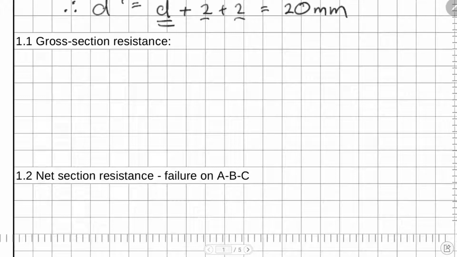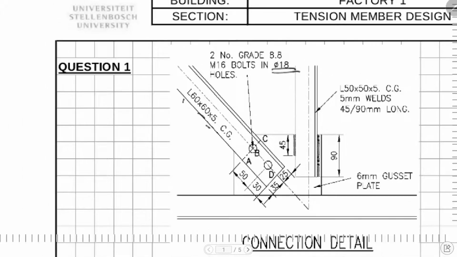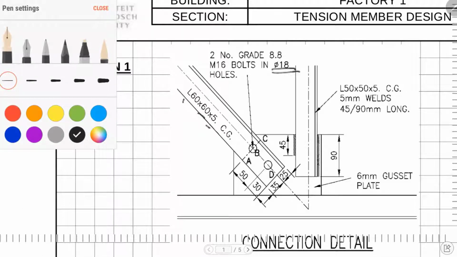One of the things we first need to check is gross section yielding, where we're going to prevent the entire member from yielding.